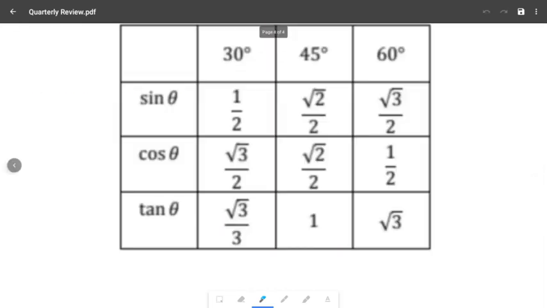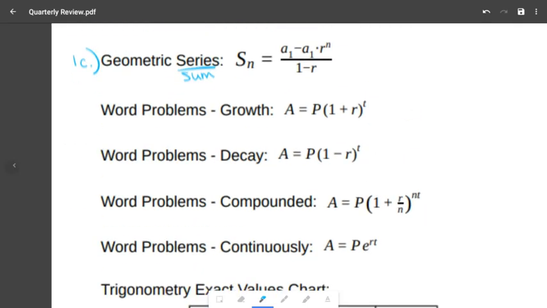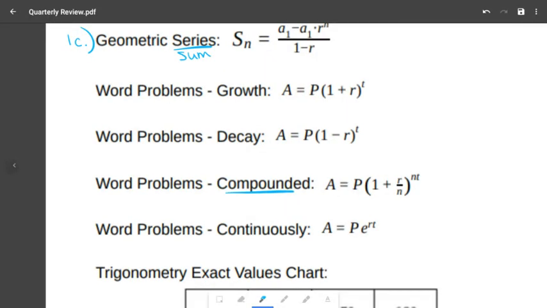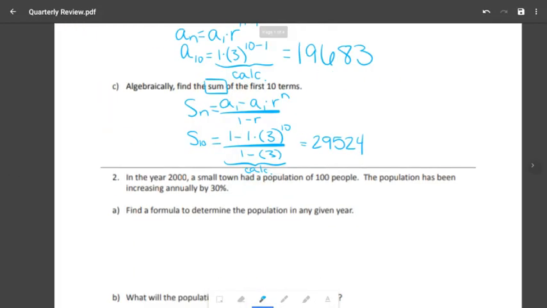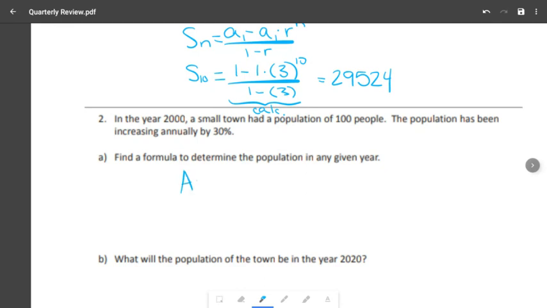So if we go to our formulas, this is a word problem. We're dealing with growth. The words compound and continuously do not show up. Remember, those two are keywords that you would look for in the problem. Because neither one is mentioned, we're going with the regular growth formula. So A equals P times 1 plus R to the T.